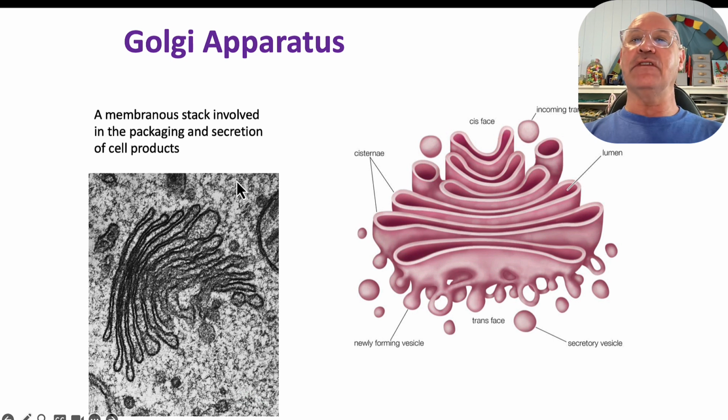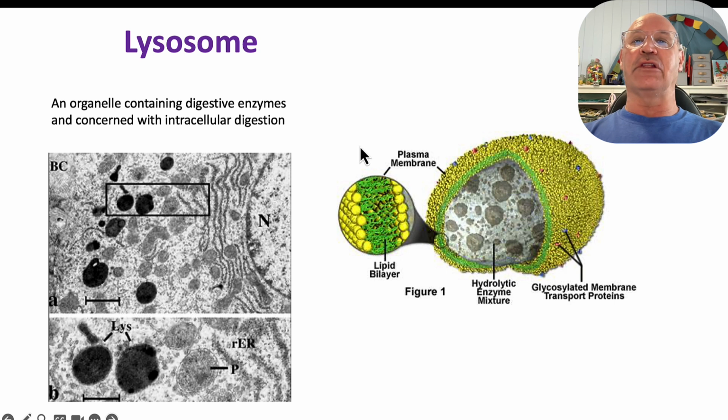So it's involved, this is like the post office. It packages and secretes products, cellular products. And so that's the Golgi. Next, we've got the lysosome.